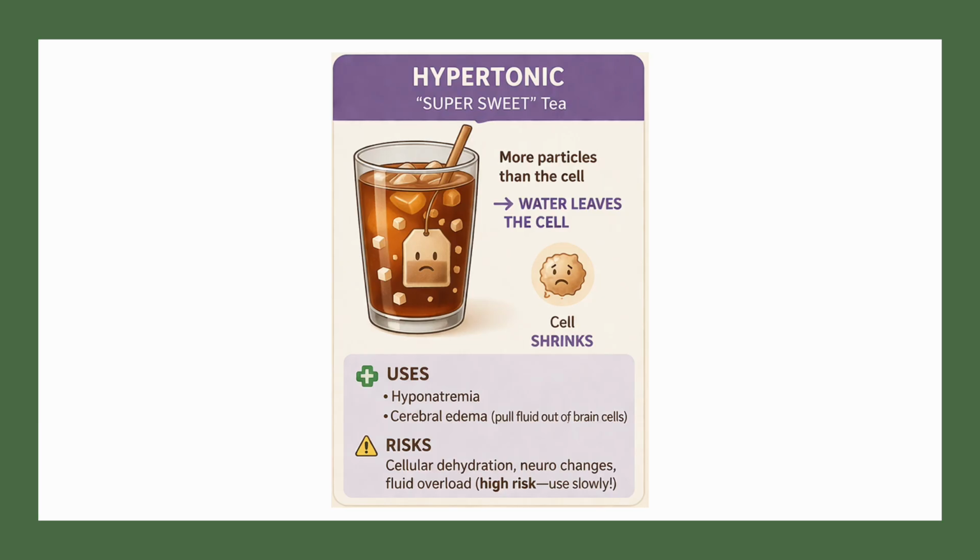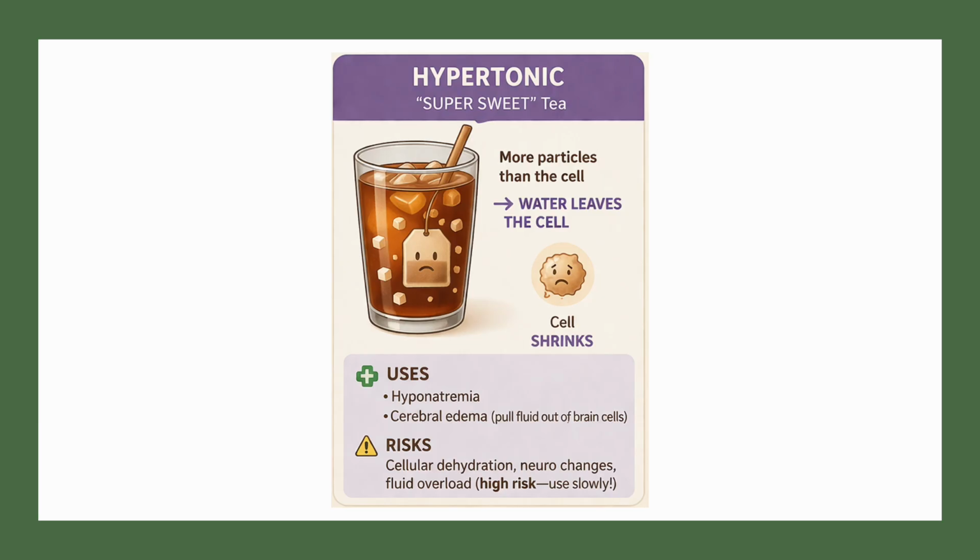So because of this, a hypertonic solution will cause these cells to shrink up because it's going to be pulling water from the cell out into the rest of the tea glass, if you will, to try to balance out what's occurring. And we'll talk a little bit more about this in depth at the end of this video.